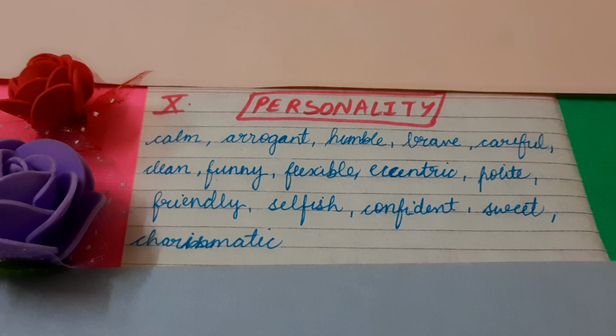Then we have polite, friendly, selfish, confident, sweet, and charismatic. Oh, sorry, I pronounced the word wrong. It is charismatic. Charismatic means that a person is charming, very active, lively. The person has an amazing charm. So that's a really positive word. And eccentric is not that positive a word for describing personality.